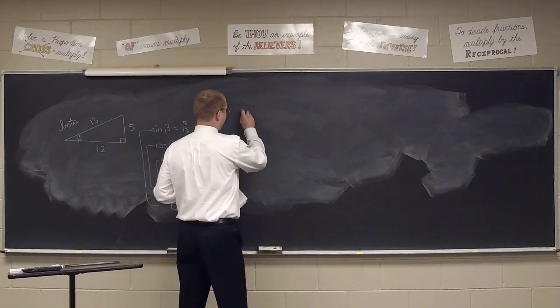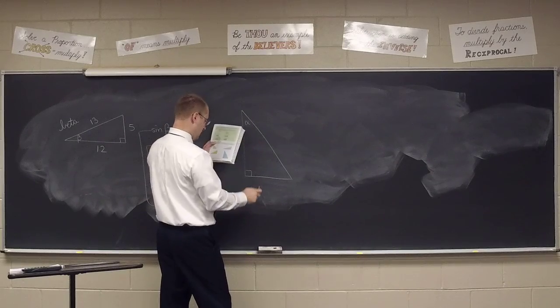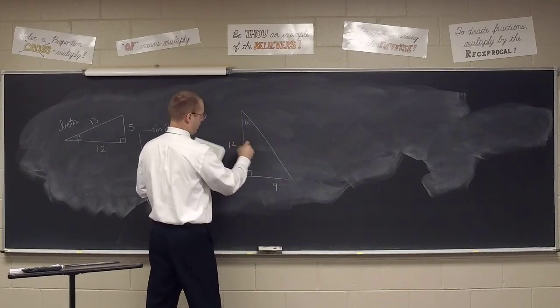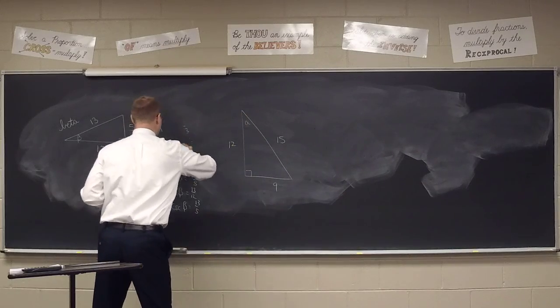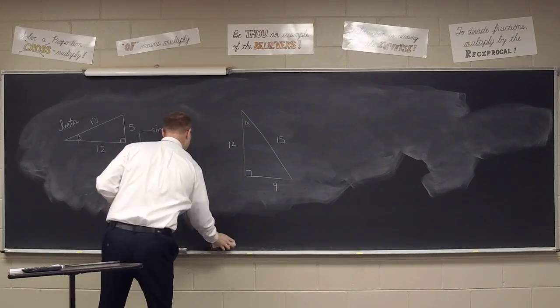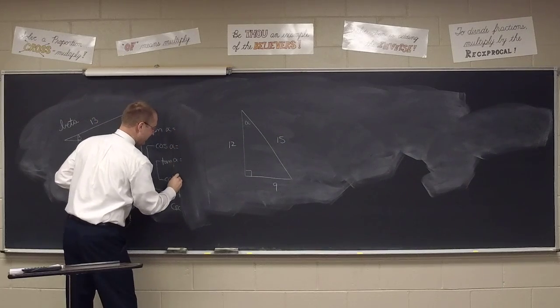And here, given alpha, which we've seen before, and given the opposite of 9, adjacent of 12, hypotenuse of 15, and I'm lazy, so we're going to do this right here, and we're going to find the sine of alpha, cosine of alpha, tangent of alpha, cotangent of alpha.